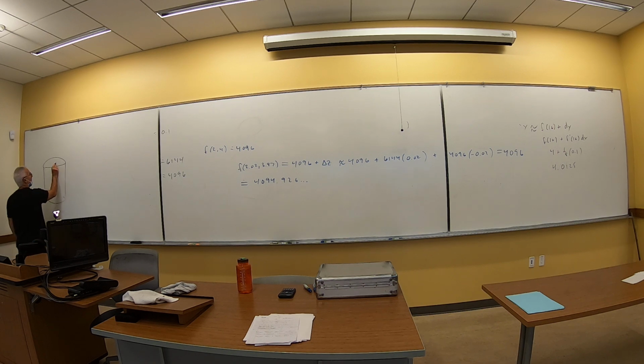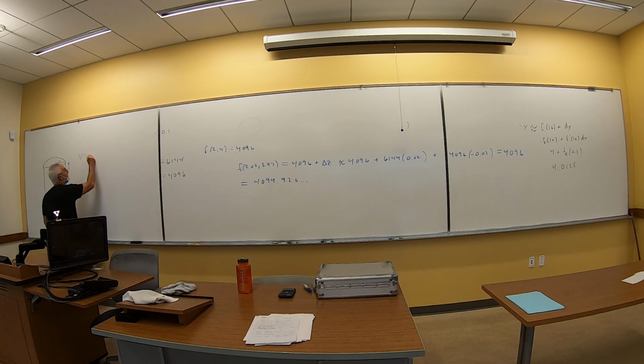So I have a can, right? That's the radius. That's the height. What's the volume? Remember? Circular cylinder. Same formula as a prism. Area of the base times the height. So it's pi r squared h. All right, we make cans.